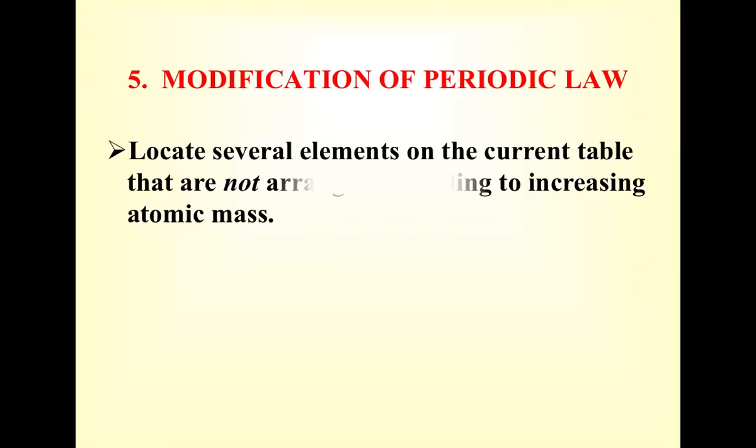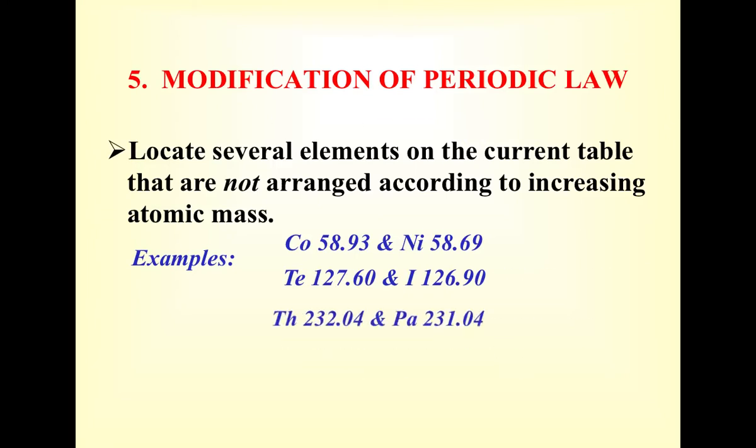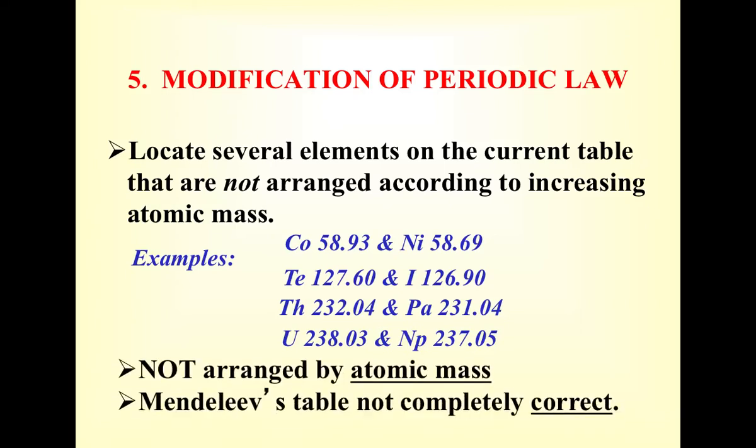Well, what do we mean? Well, if we take a look at several elements on our current periodic table, we have several groupings of them that are not arranged by atomic mass. Like, for instance, cobalt and nickel. Cobalt actually comes before nickel, but it is a higher mass. Tellurium has a higher mass than the one after it, which is iodine. And thorium is a higher mass than protactinium, which comes after it. And also uranium has a higher mass than neptunium. So the periodic table that we have is not arranged by atomic mass, how Mendeleev first started it. So Mendeleev's table was not completely correct.